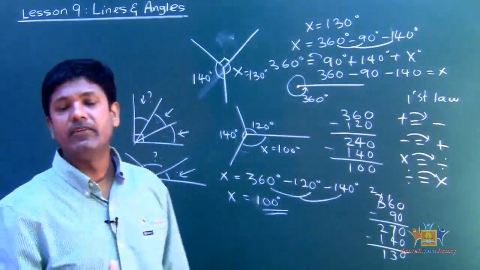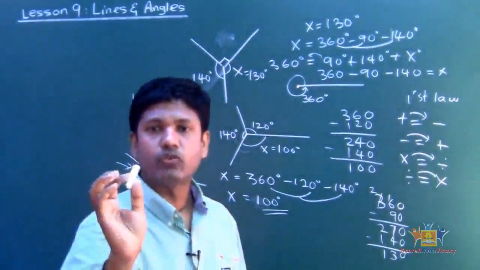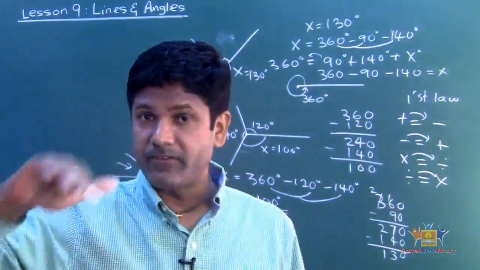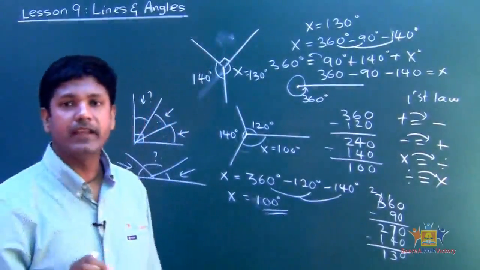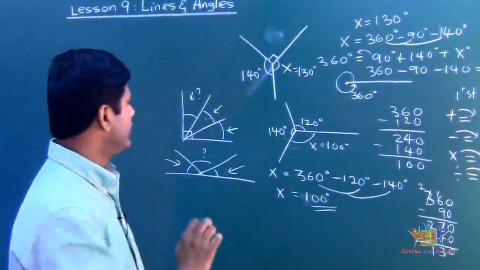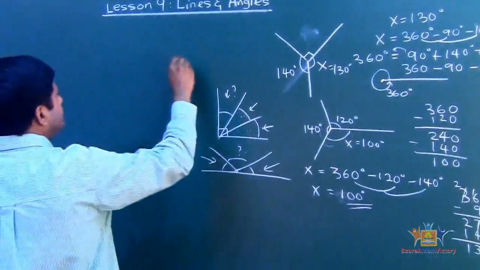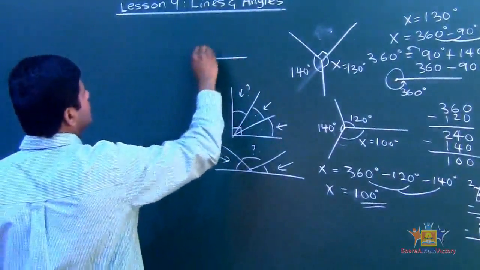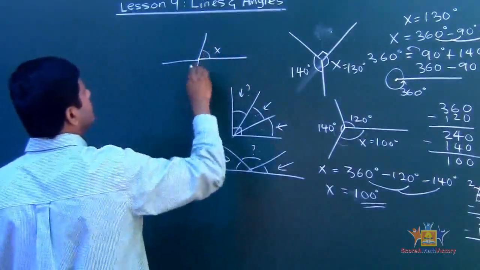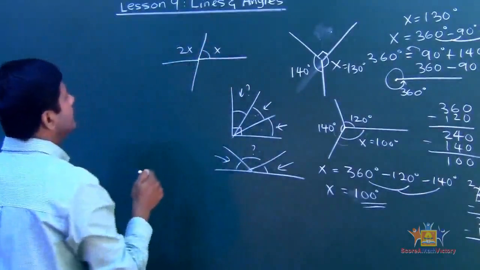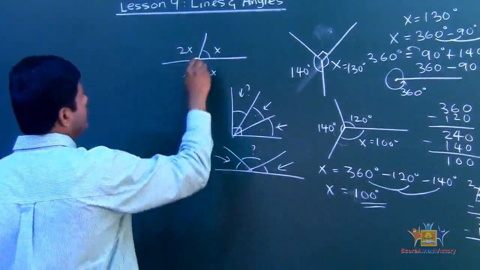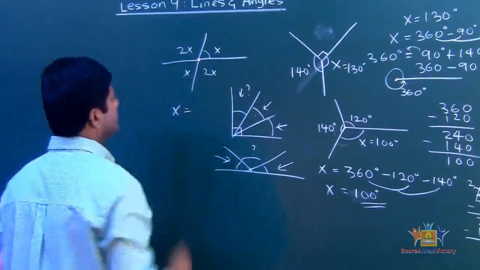Like for example, I put a 90 degrees angle by putting a small square on it. I didn't put the 90 degrees on it, but you know when there's a right angle shape, the small square on it, it's 90 degrees. Alright? Okay, let's do another one. Let's say for example, this time I tell you this one is x, this one is 2x, this one is x, and this one is 2x, and ask you to find x.